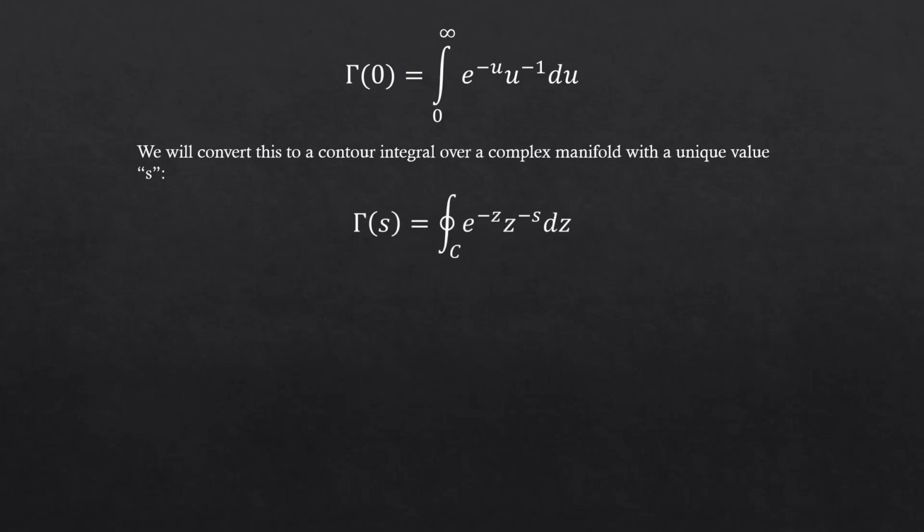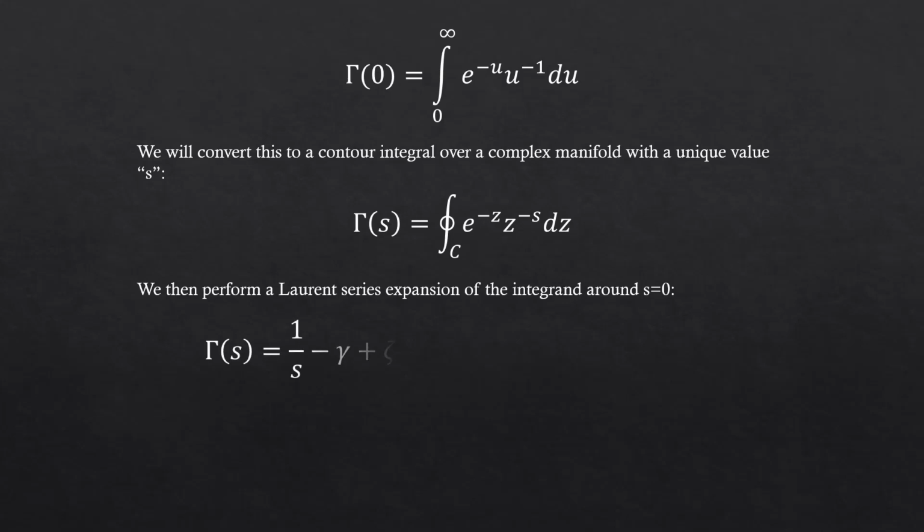That gives us the contour integral, a closed contour integral that is, of the integrand e to the negative z times z to the negative s, and this is integrated with respect to the complex value z. We then perform a Laurent series expansion of the integrand around s equals 0 to yield the following. This gives us a divergent term 1 over s when s goes to 0, but this also gives us a minus the Euler-Mascheroni constant, plus the zeta function of 2 times s, plus the zeta function of 3 times s squared, plus the zeta function of 4 times s cubed, plus so on and so forth.